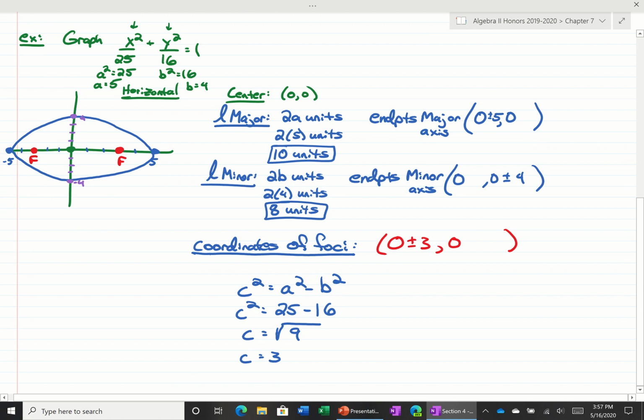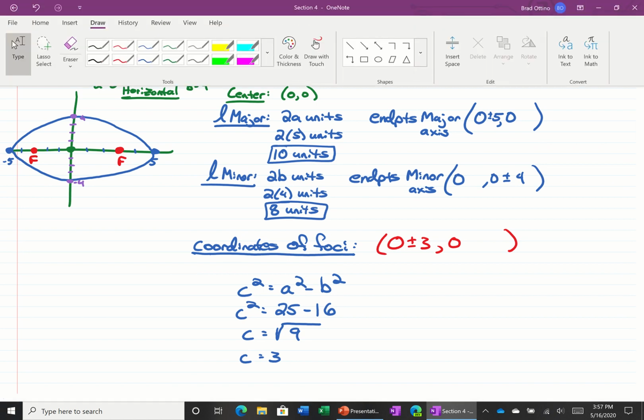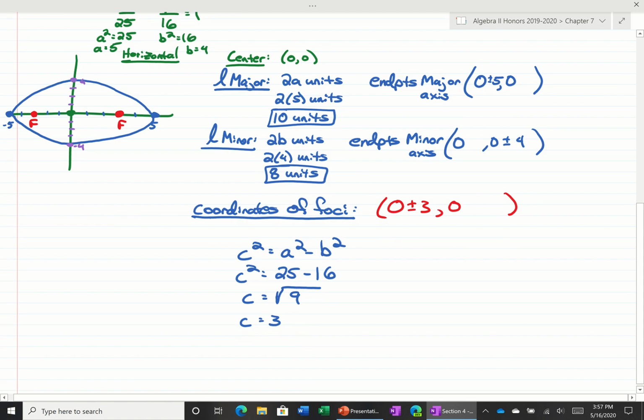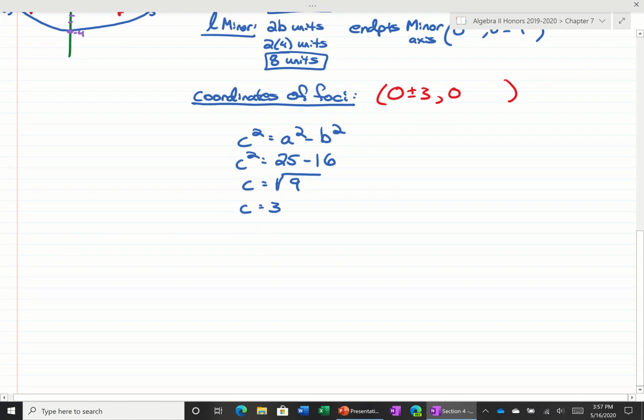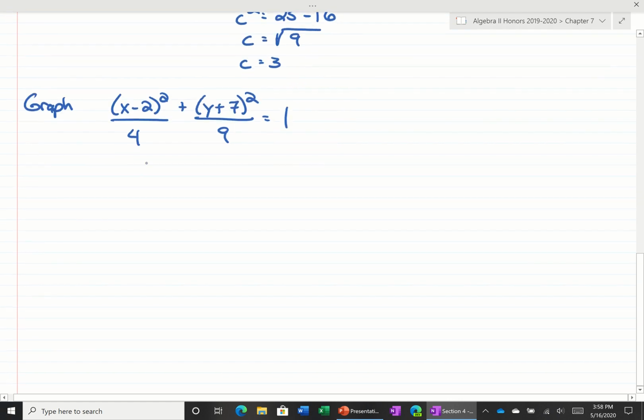All right, let's try another one. What if we had a problem like this? Graph x minus 2 squared plus y plus 7 squared equals 1. We'll put 9 here, and we'll put 4 here. Well, the bigger number is underneath the y, so we know it's going to be vertical. And looks like our center would be 2 comma negative 7.